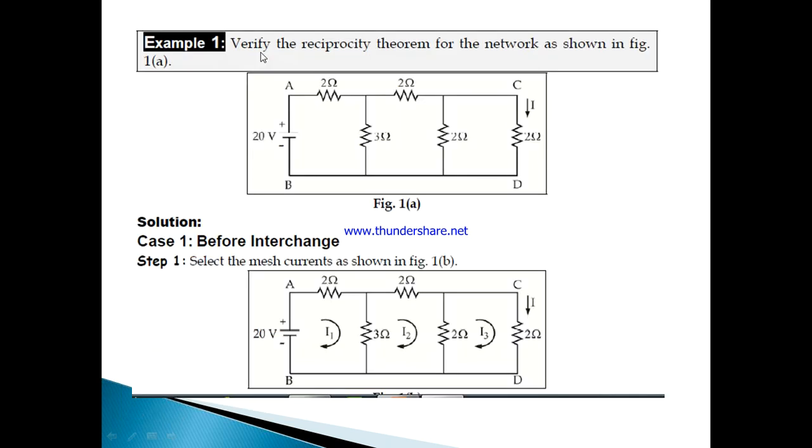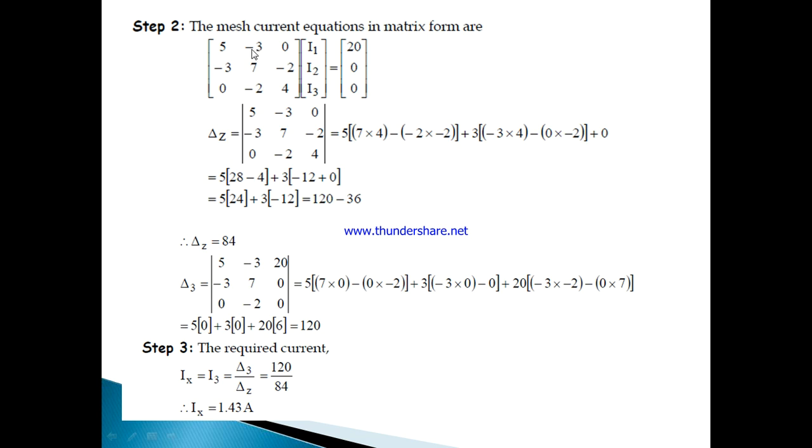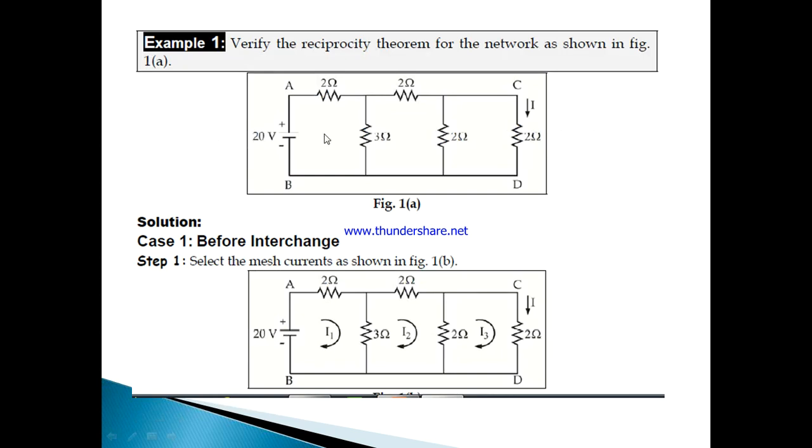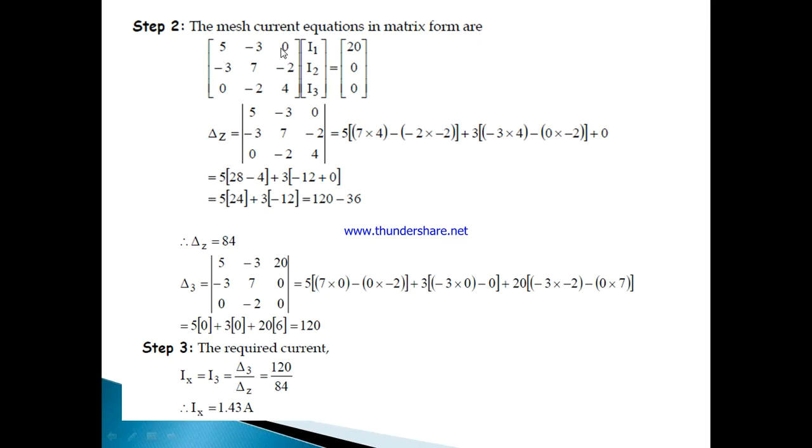Similarly, Z12 is the mutual impedance or transfer impedance between loop 1 and loop 2. Between these two, only one impedance is connected, that is 3 ohm, and the sign of this impedance depends on the direction of these two currents. If both are flowing in the same direction, we should consider a plus sign. If both are flowing in opposite directions, we should consider a negative sign. In the given diagram, both are flowing in opposite directions, so we consider a minus sign here. Z13 is the mutual impedance between loop 1 and loop 3. There is no mutual impedance between loop 1 and loop 3, so we take it as 0.